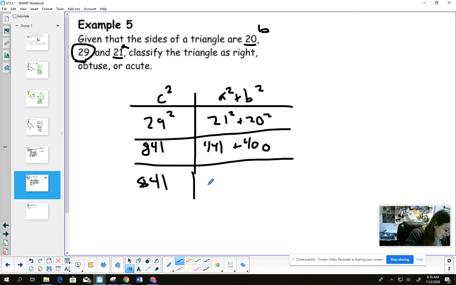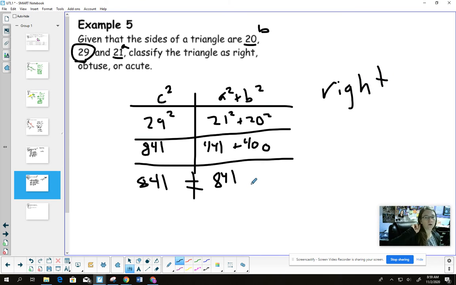And hey, if we add these together, this is also 841. So is c squared equal to, less than, or greater than what's over here? Equal to. These are equal. So what type of triangle does this have to be? A right triangle. This is Pythagorean theorem, and it only works for right triangles.